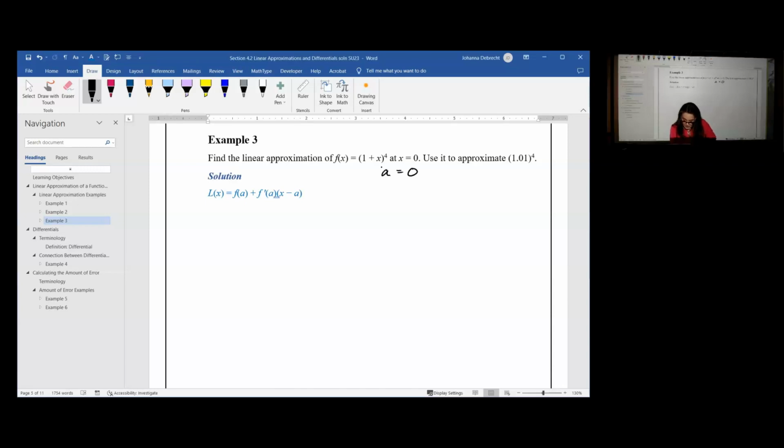Then we're going to write f of a, which is f of 0, which becomes (1 plus 0) to the 4th, which is just 1. Next, we use the power rule and chain rule to find the derivative of the function: 4 times the binomial to the 3rd times the derivative of the inside. The derivative of the inside is just 1. So we end up with 4 times the binomial to the third power. When we substitute 0 in place of x, we end up with 4.